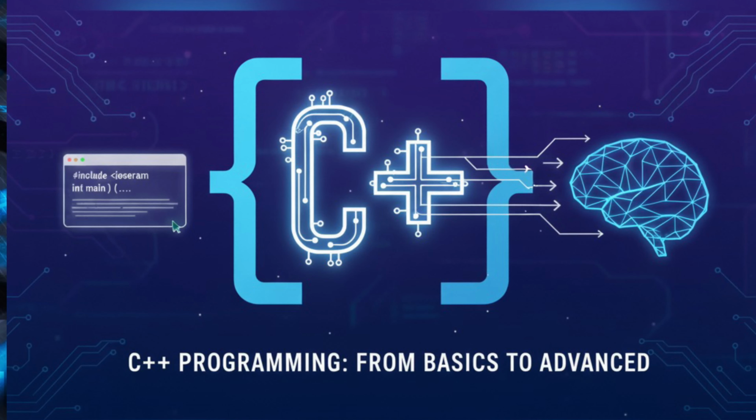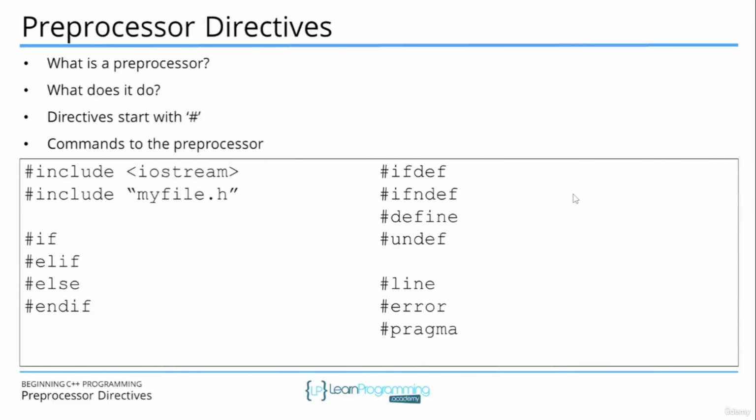In this video, we'll briefly go over the C++ preprocessor and preprocessor directives. What is the C++ preprocessor? The C++ preprocessor is a program that processes your source code before the compiler sees it. The C++ preprocessor first strips all the comments from the source file and replaces each comment with a single space. Then it looks for preprocessor directives and executes them.